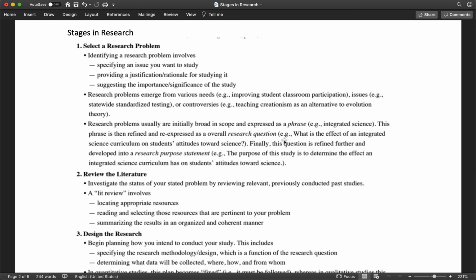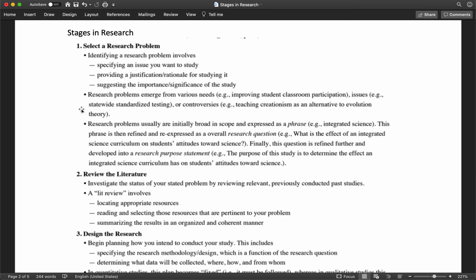So the purpose of this study, if we look at it from this research purpose statement: the purpose of the study is to determine the effect an integrated science curriculum has on students' attitudes towards science. So it's basically a reciprocal of what the question is. You're trying to find the purpose. So if my question was, what is the effect of augmented reality systems on pilots' ability to avoid mid-air collisions, the purpose of the study is to determine the effect of augmented reality devices on pilots' effectiveness or pilots' ability to avoid mid-air collisions. So that's your first step.